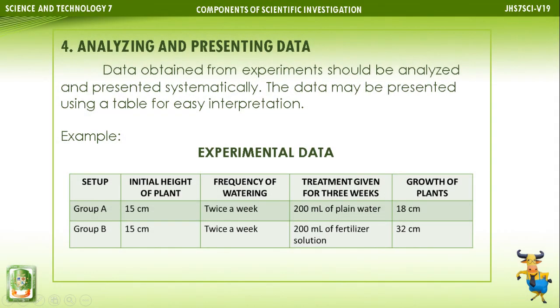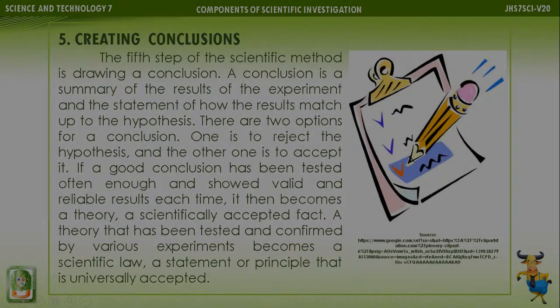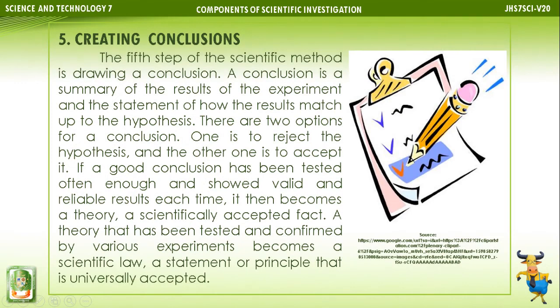4. Analyzing and presenting data. Data obtained from experiments should be analyzed and presented systematically. The data may be presented using a table for easy interpretation. 5. Creating conclusions. The 5th step of the scientific method is drawing a conclusion. A conclusion is a summary of the results of the experiment, and the statement of how the results match up to the hypothesis. There are 2 options for a conclusion. One is to reject the hypothesis, and the other one is to accept it.